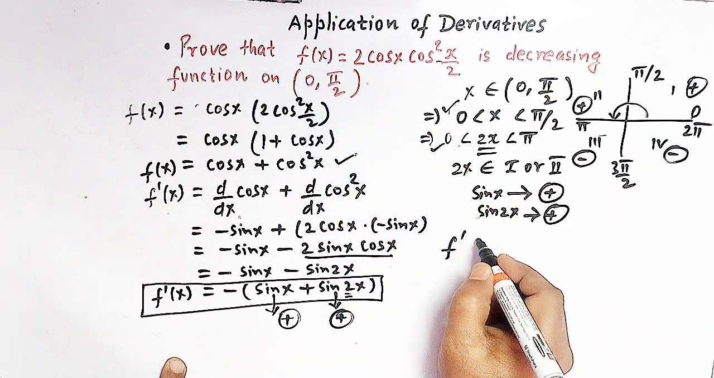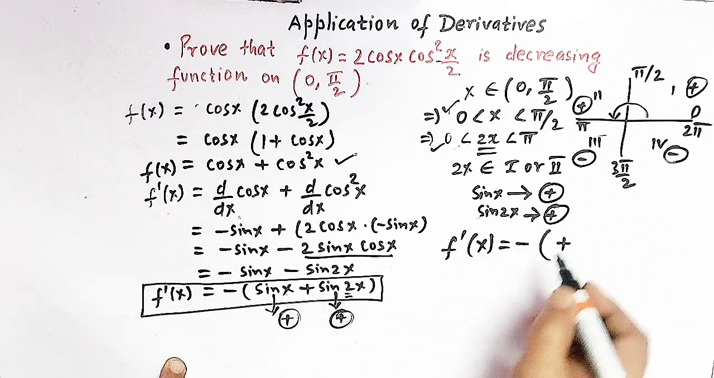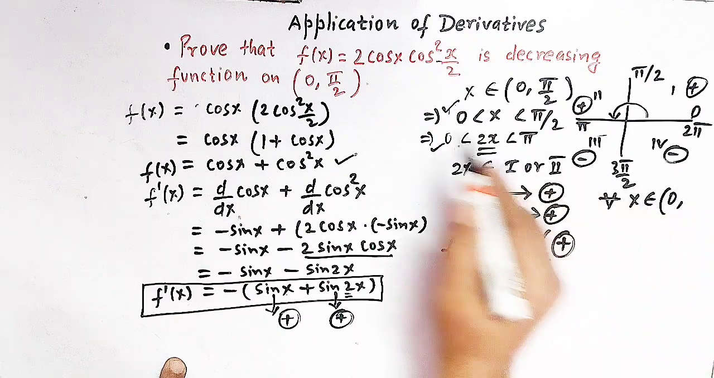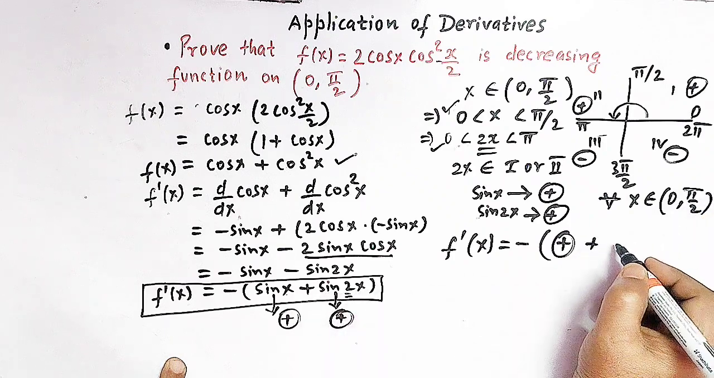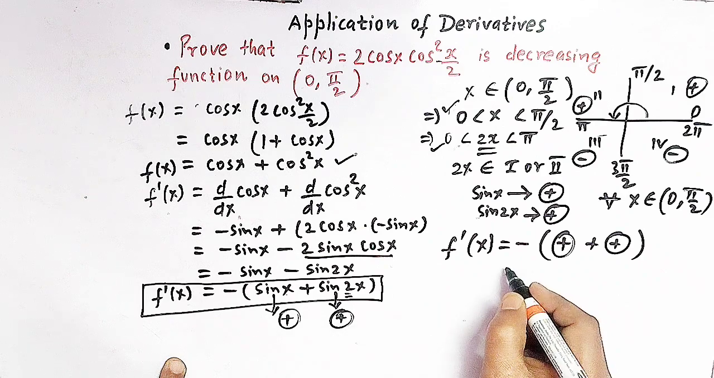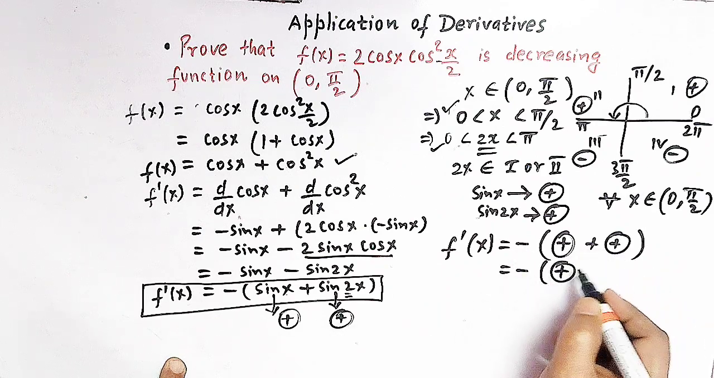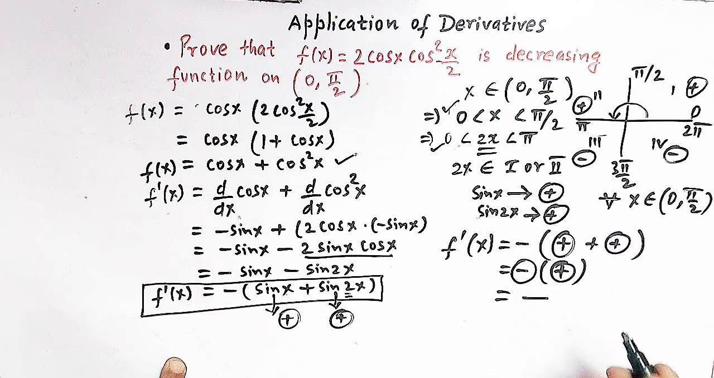So now we can write f prime of x is equal to minus, and here we have a positive number for all x belonging to the interval 0 to pi by 2, and here sine 2x is again a positive number, so we have minus, and the sum of two positive numbers is positive, and when we multiply negative and positive, then here we get a negative sign, and this suggests that f prime of x is less than 0.